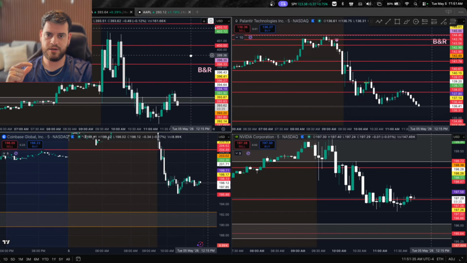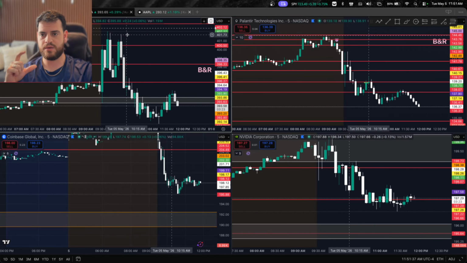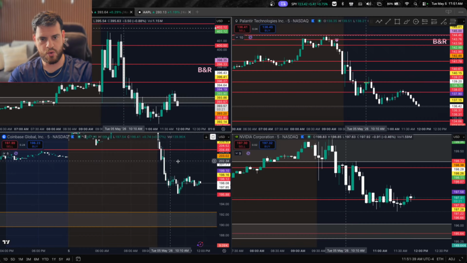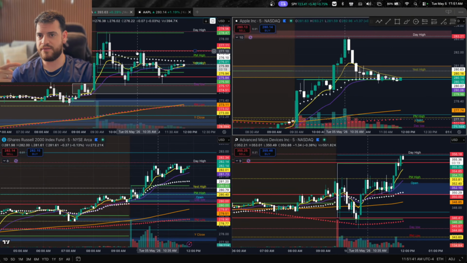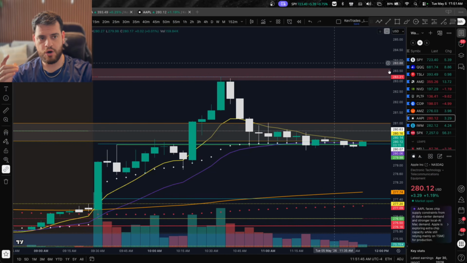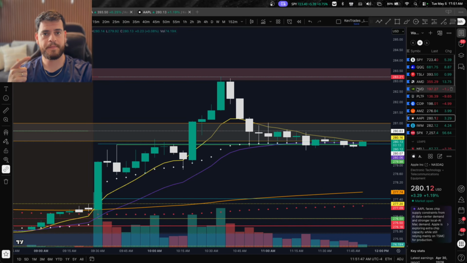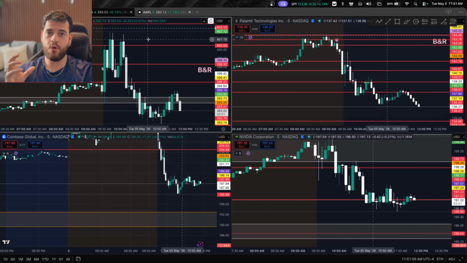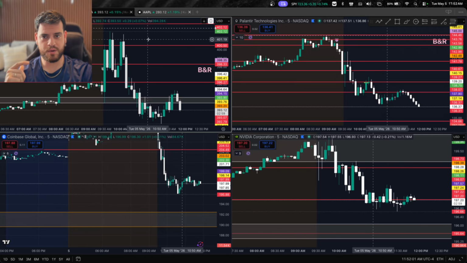So this right here is all of the stocks that I watch. We got Tesla, PLTR, Coinbase, Nvidia. We have Amazon, obviously Apple, AMD, IWM. These are all the stocks that I have on my watch list. But look at the overall direction that each one of these had.